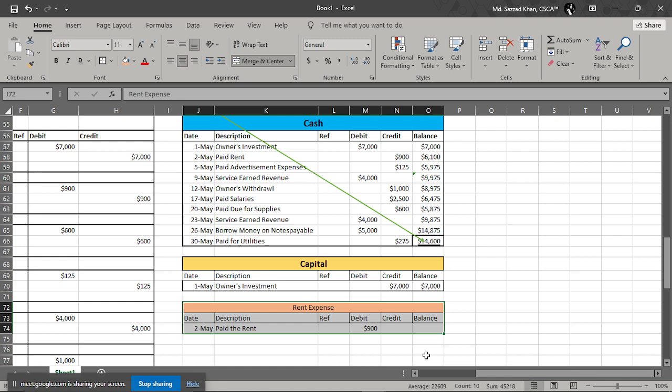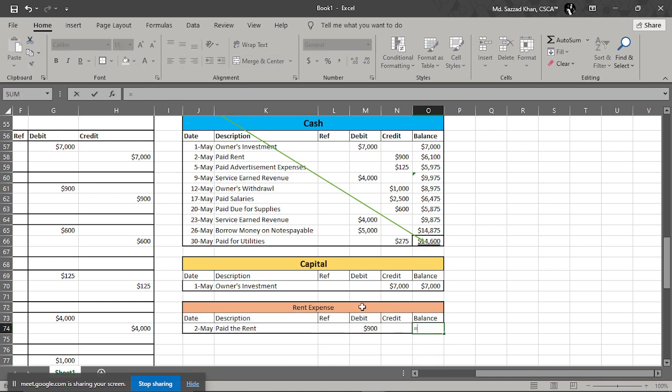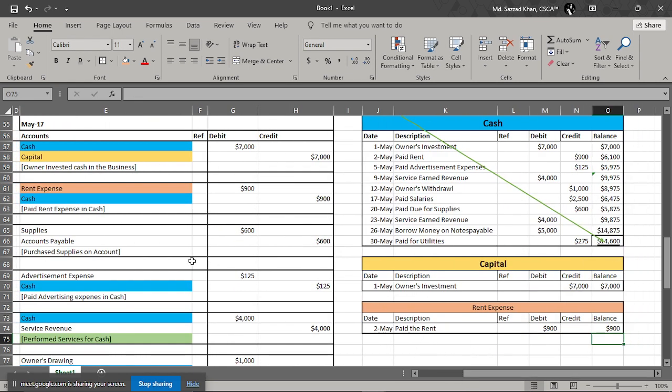Again, we need to identify the balance. What should be the balance? Rent is an expense, and expenses show the same characteristics as assets. So it would generally be a debit balance. You can see, yes, it is a debit balance. All right. What is the next account? It's supplies, right?